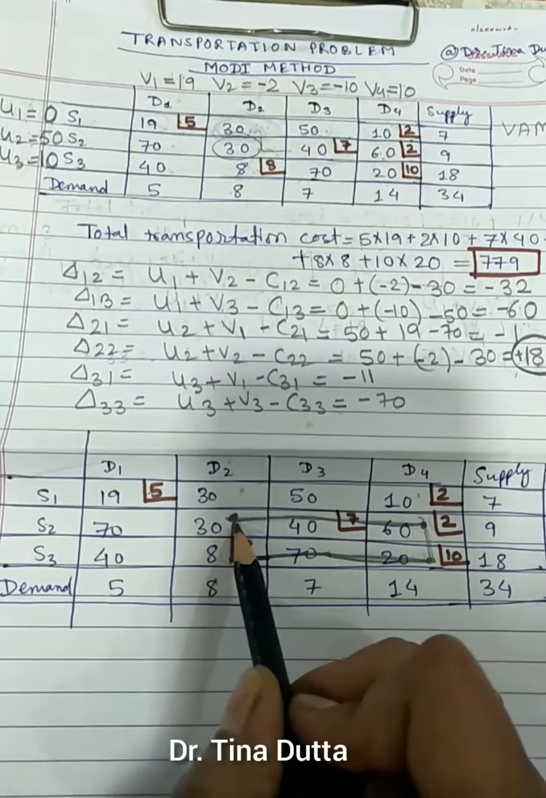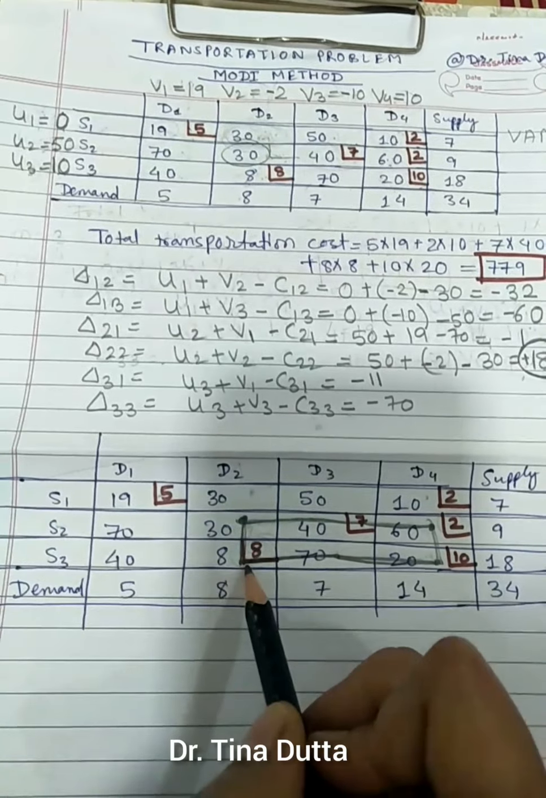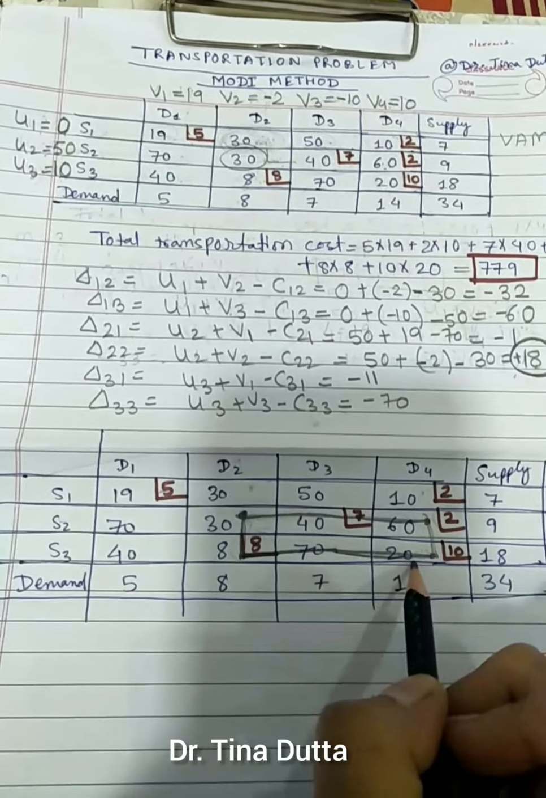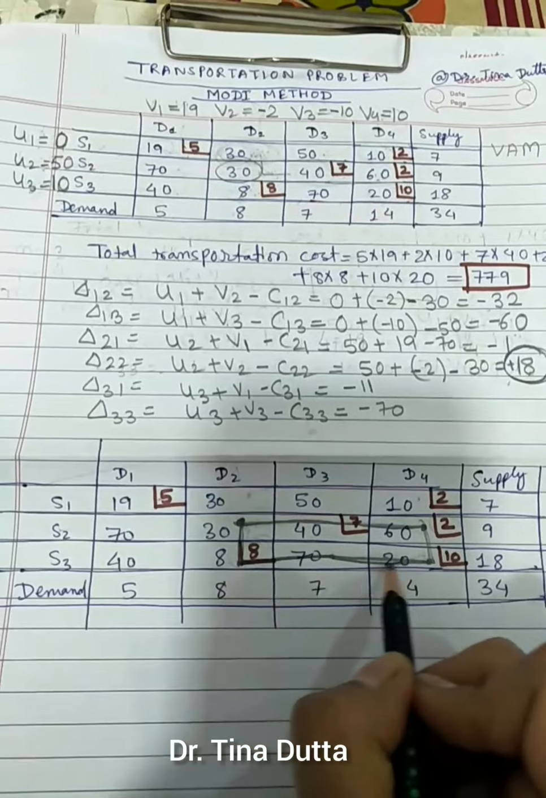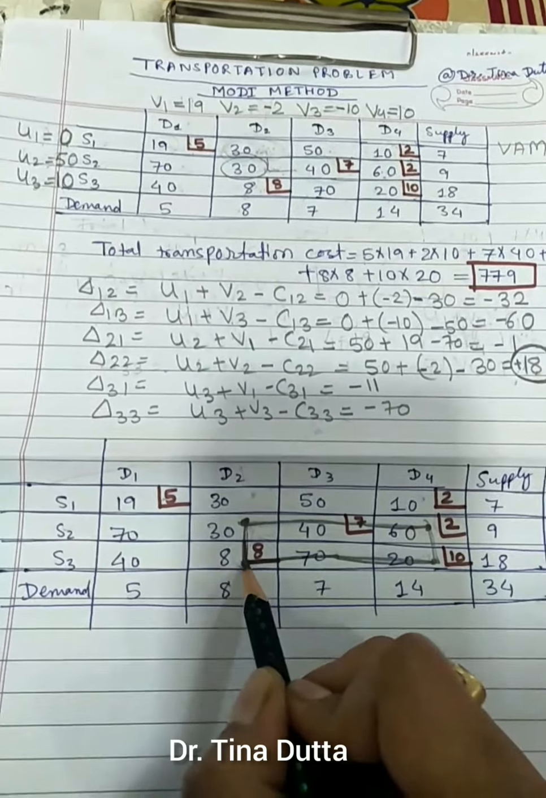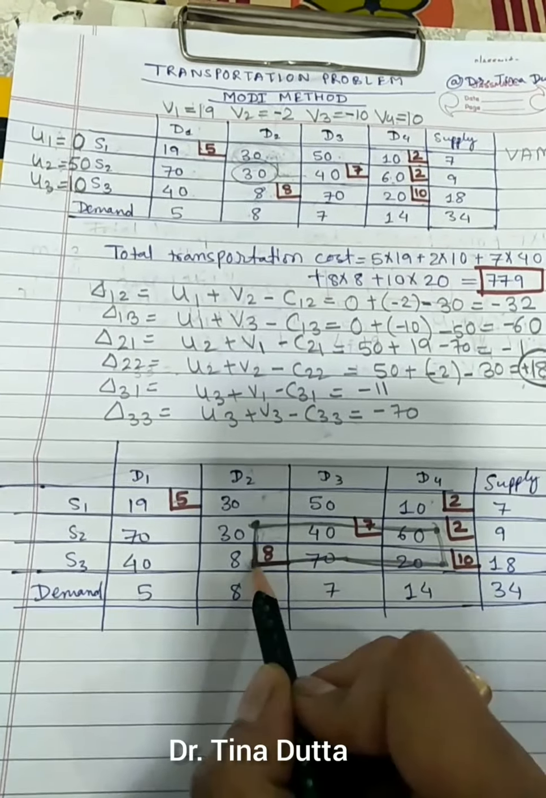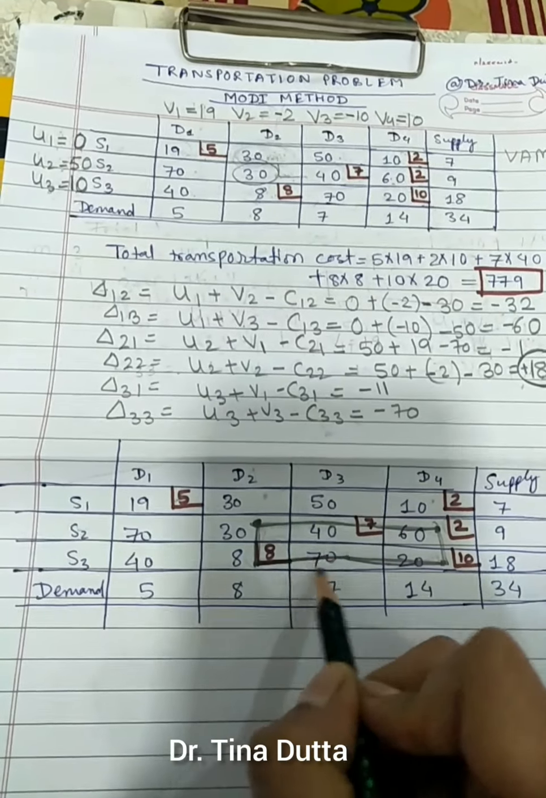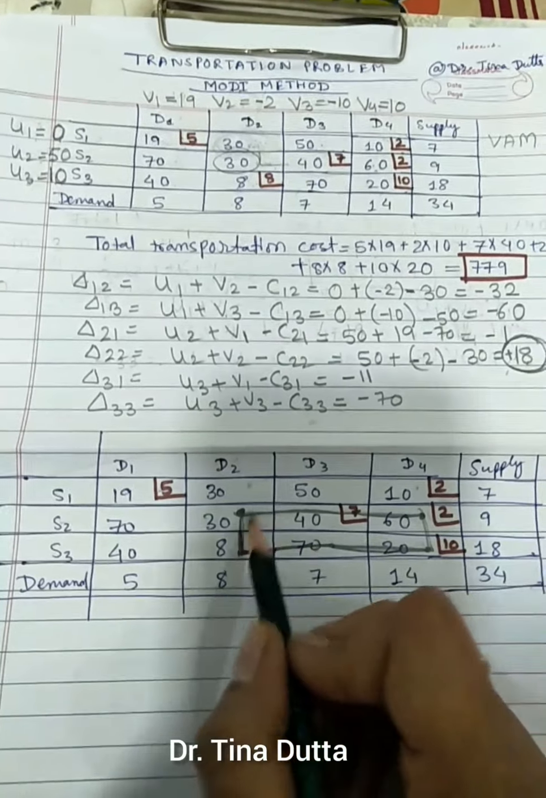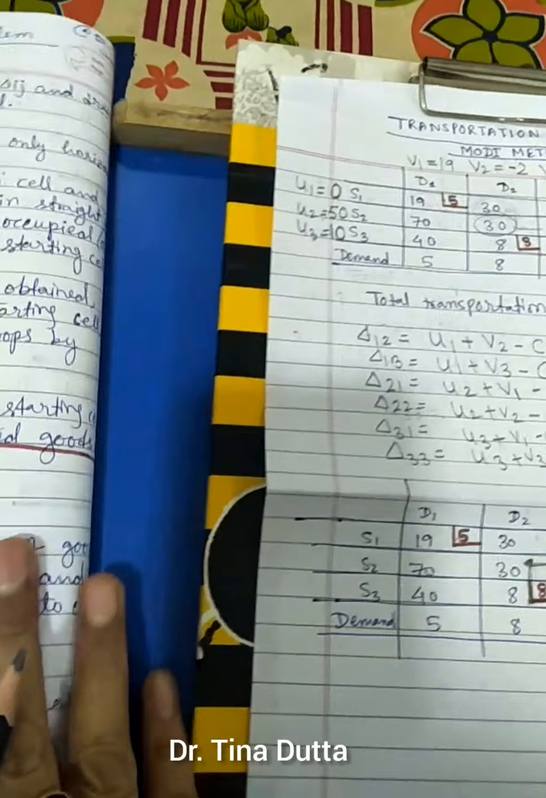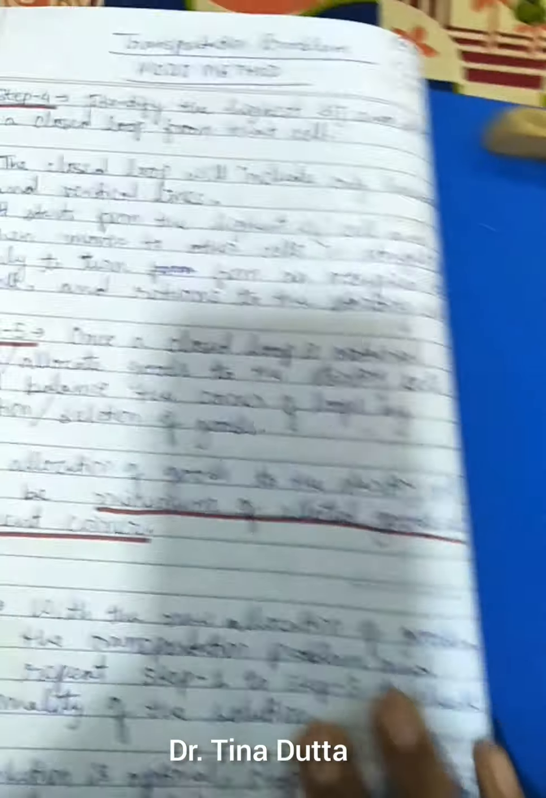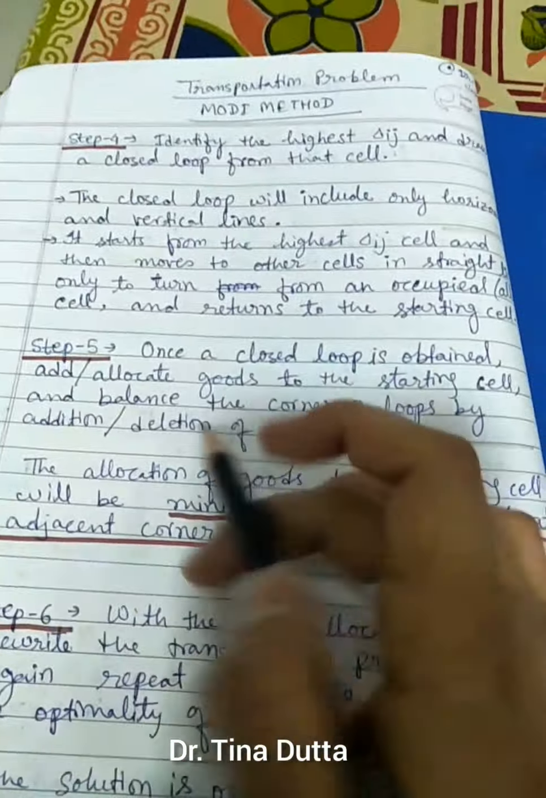So the loop would consist of horizontal and vertical lines, no diagonal lines, and it can make a turn in the allocated cells only. It cannot make a turn here because here no goods are allotted. Once you have drawn the loop, then go to step 5.